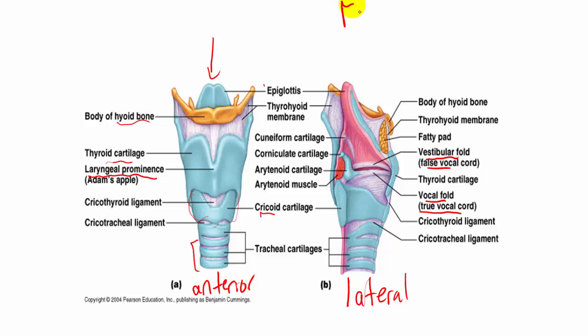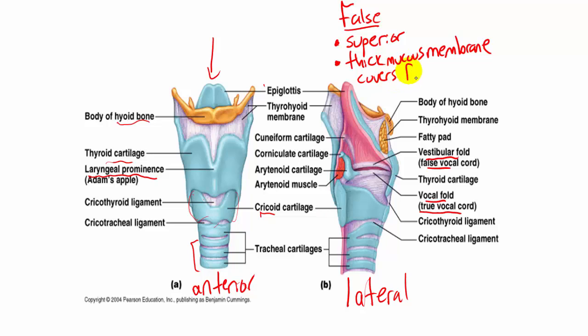If we start with the false vocal cords, the false vocal cords are superior, so they're above the true, and they consist of a thick mucous membrane which covers fibrous tissue. You might remember from ANP1 that fibrous tissue is pretty hard, it's rigid. So when air passes through the larynx and by the false vocal cords, they don't vibrate because they're rigid. So the false vocal cords don't have anything to do with speech, and that's why they're called false. But they do have a job, and their job is to help close the glottis.